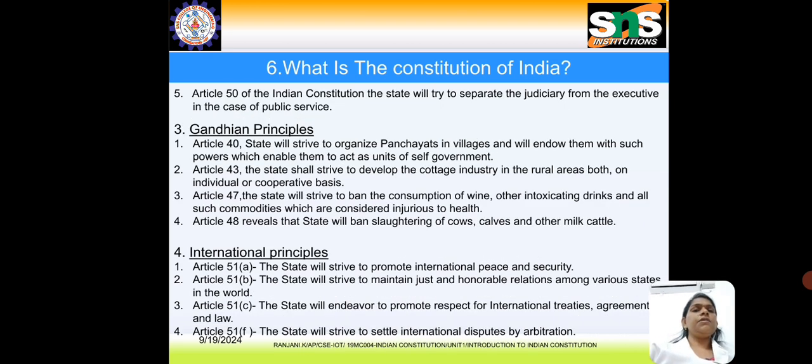Next is the Gandhian principle, which organizes panchayats in villages and gives them such powers, and it shall strive to develop cottage industries, and ban the consumption of wine, intoxicating drinks and all such commodities, and also ban the slaughtering of cows and other cattle. Next is the international principle, which promotes international peace and security, and maintains just and honorable relations with other states in the world.